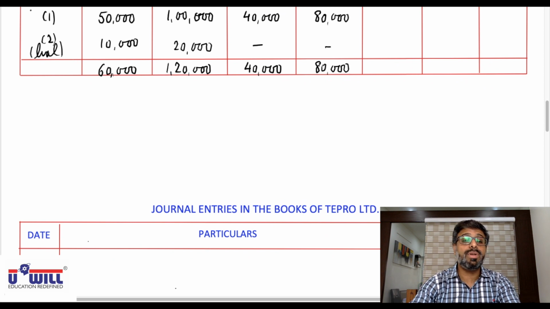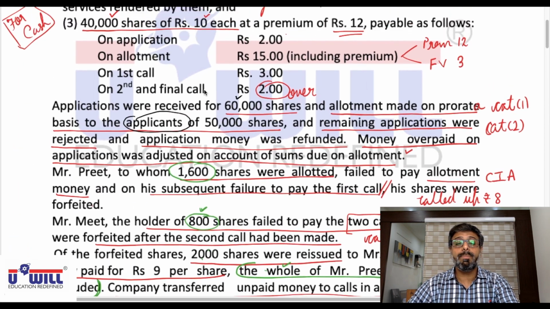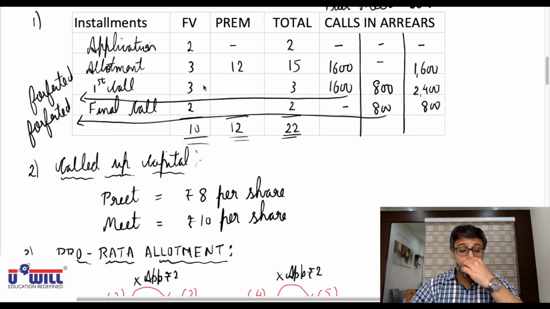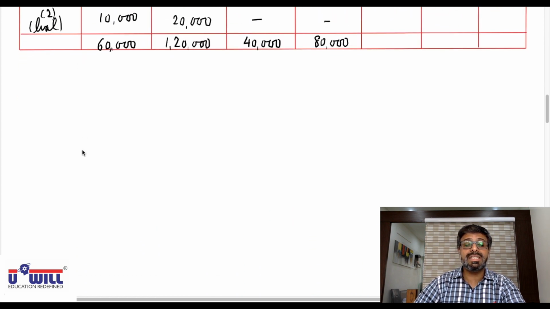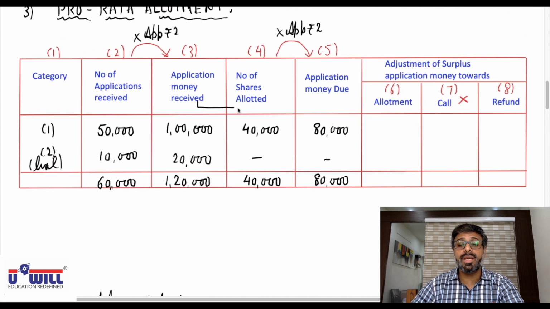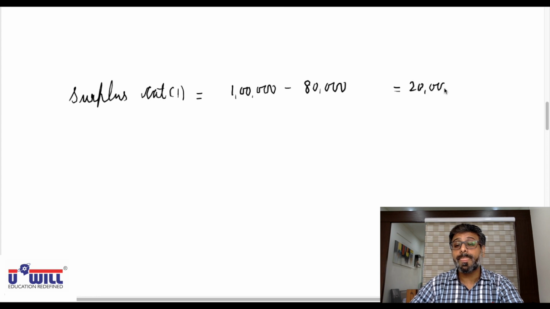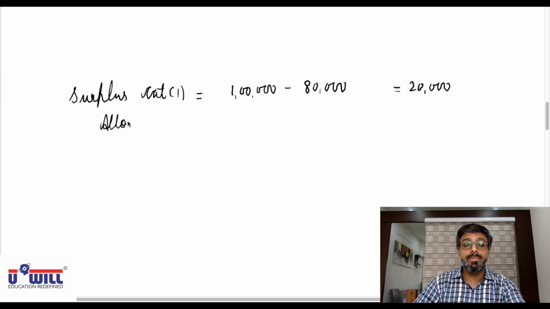Now here you will have to leave space for whom? Here you will have to leave space for Preet, because Preet has not paid allotment. So as we have been doing in past questions, Preet's calculation will come here. So here you write down surplus of category 1. How do we find the surplus? Column 3 minus 5. So 1 lakh minus 80,000. In category 1, there is a surplus of 20,000. Now compare it with allotment money due.